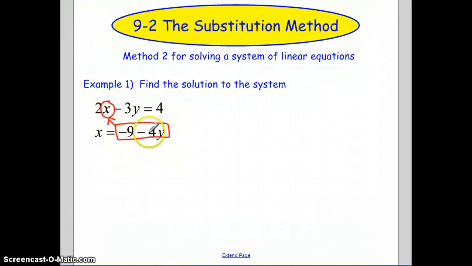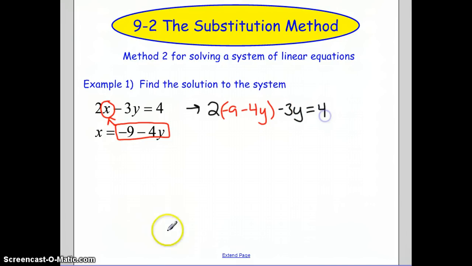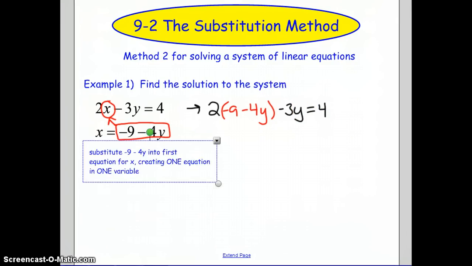So when we make the substitution, we'll end up with one equation that's in just one variable. So here's what I mean. We're going to make this substitution, and we're going to get 2, and then instead of x, I'm going to put in what I circled in red here in the second equation. So I'm going to put in negative 9 minus 4y. So instead of x, we're putting in that. And then I'll continue with the rest of the equation. Minus 3y equals 4.